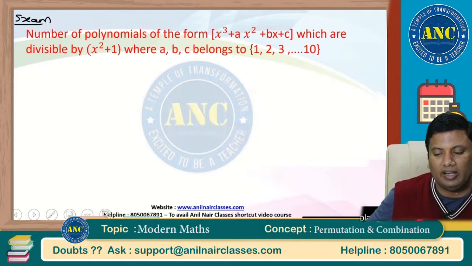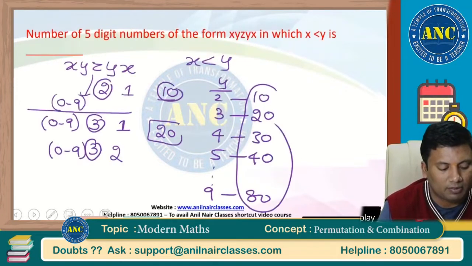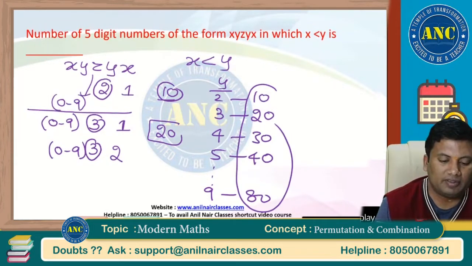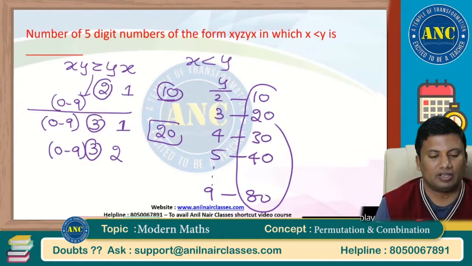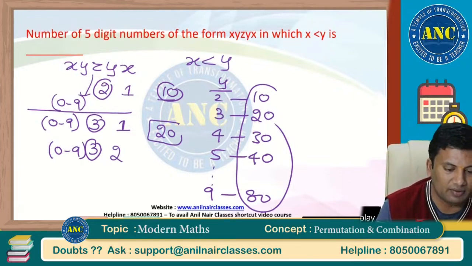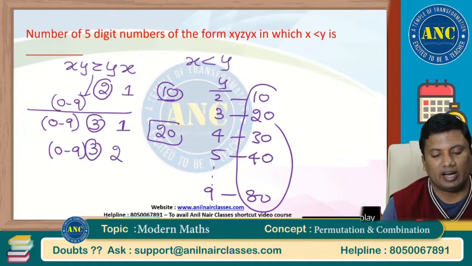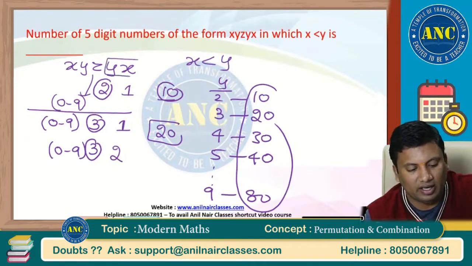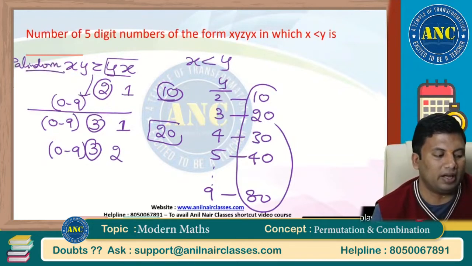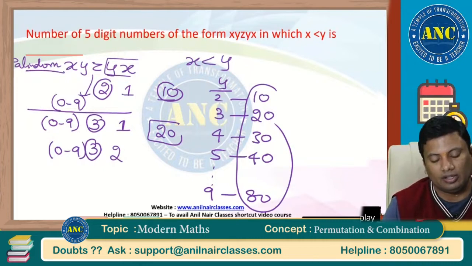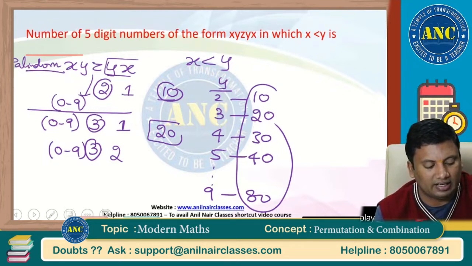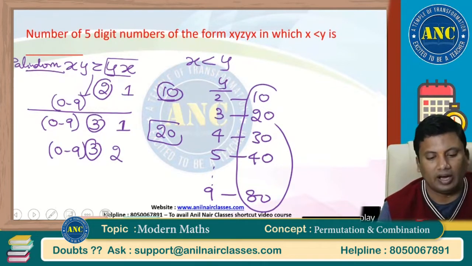These are some very, very good counting based problems. I hope the idea is clear. Kindly reply if the logic is clear to each and every one, sir. X, Y, Z, Y, X, there is a condition that X is less than Y and it is a palindrome. Everybody kindly reply if this logic is clear. For 2 I got 10, 3 I got 20, 4 I will get 30, 5 I will get 40, 9 I will get 80. The idea is clear, right?